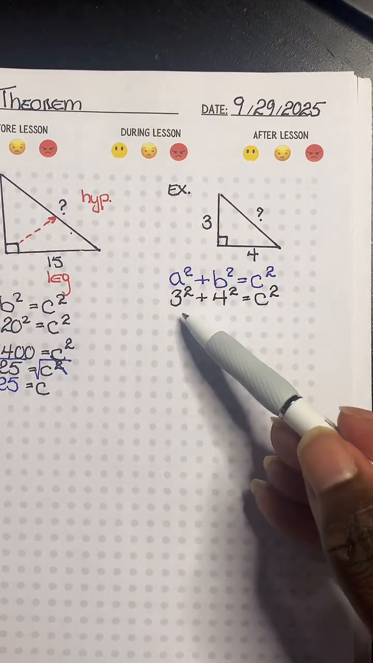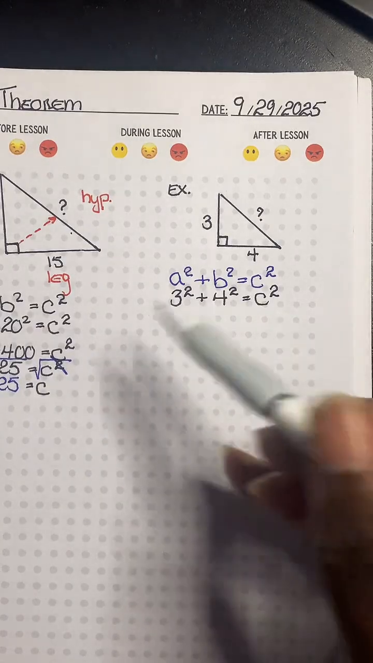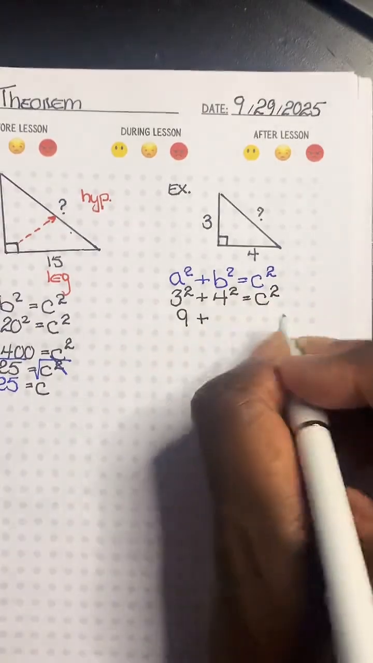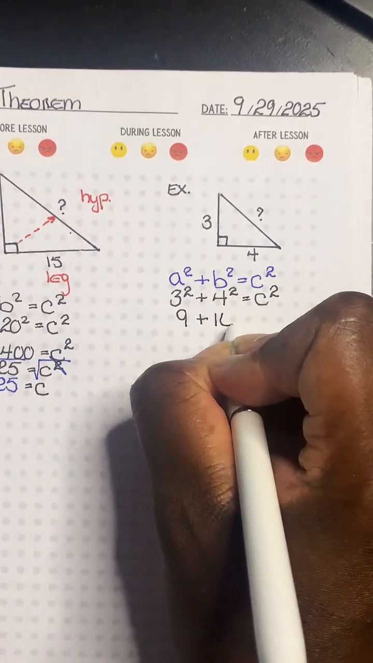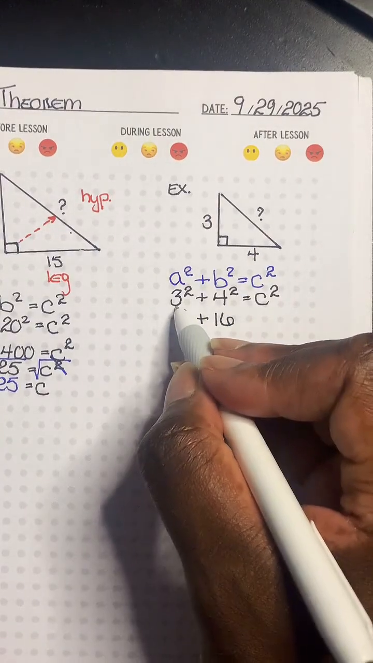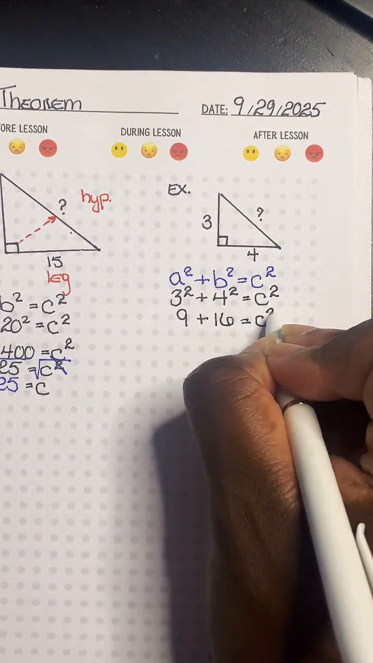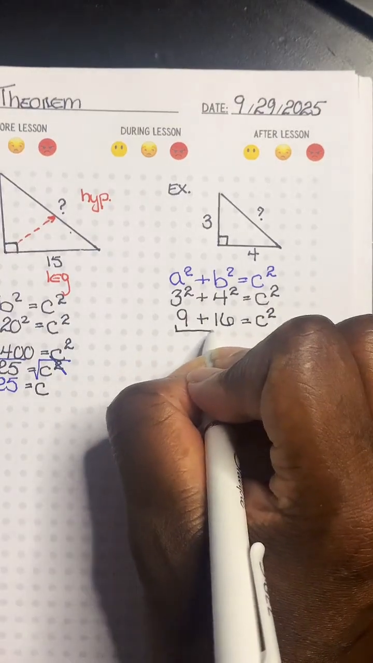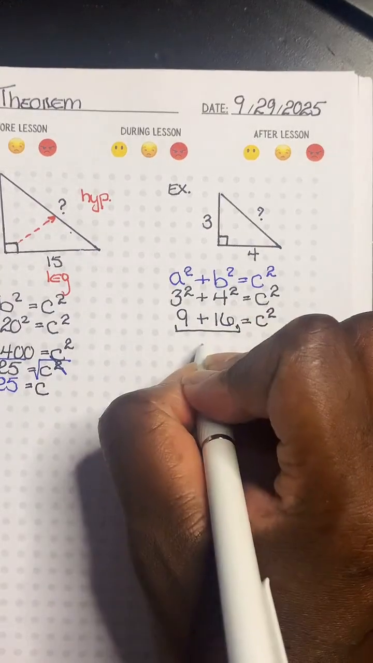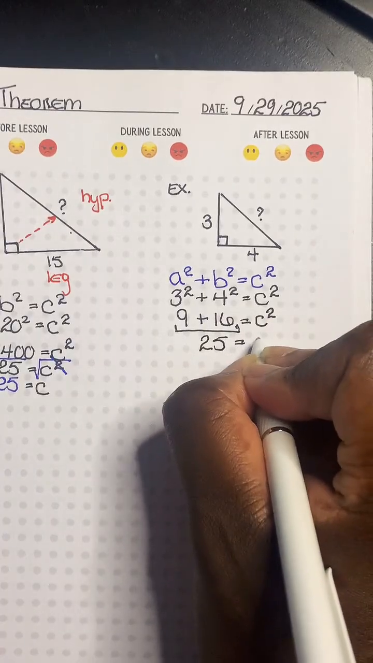So I have 3 squared plus 4 squared equals c squared. So 3 squared, that gives me 9. 4 squared, that gives me 16, because 4 times 4 gives me 16. 3 times 3 gives me 9. So bring down my c squared. So now I have like terms I can combine. So 9 plus 16, that gives me 25. And that's what c squared equals.